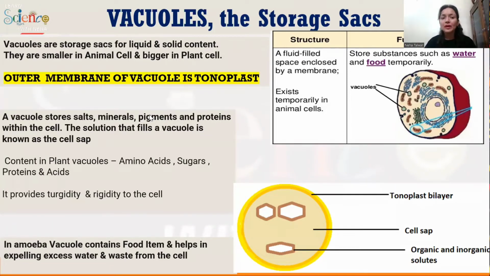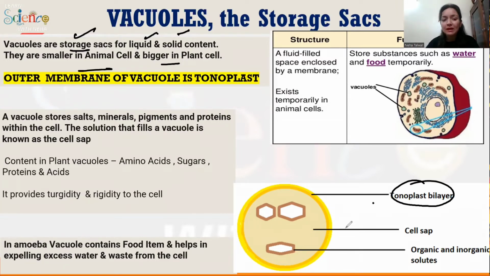Now let's read about the vacuole. Vacuoles are basically storage sacs. They store liquid and solid content. They are smaller in animal cells and bigger in plant cells. Now, very interesting: the vacuole is bounded by a membrane, and this membrane is called the tonoplast. If we talk about what is there in the vacuole, you will see salts, minerals, pigments, and proteins. All of this combined together forms the cell sap.